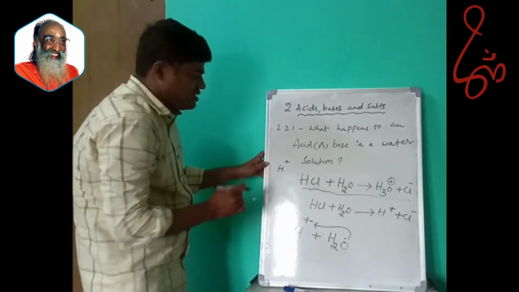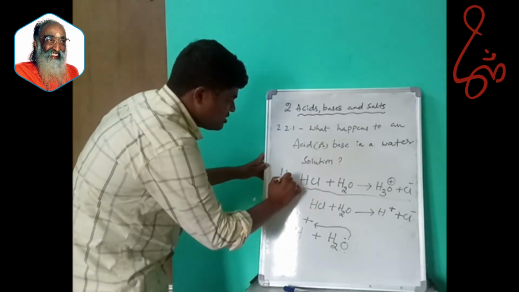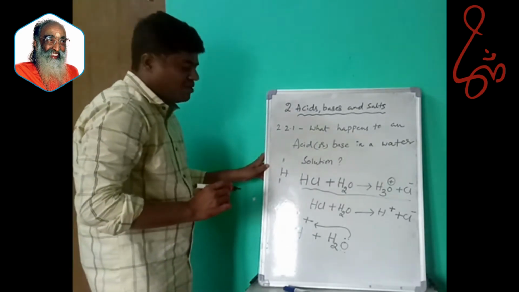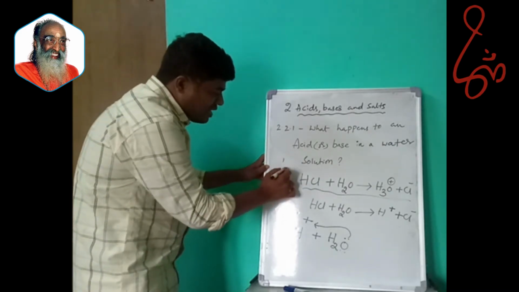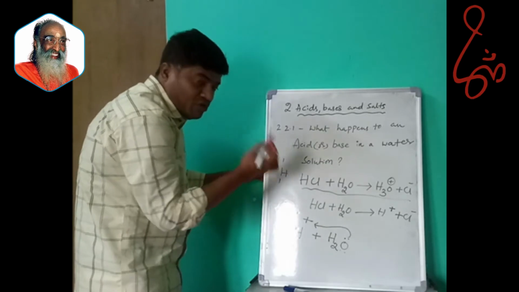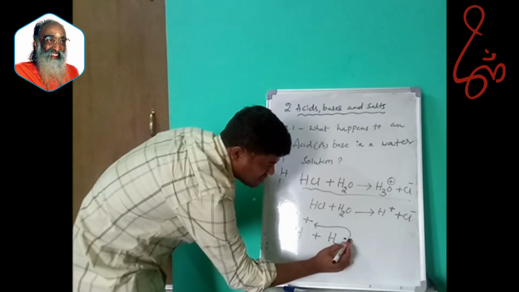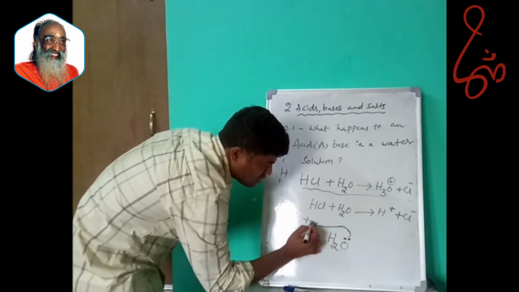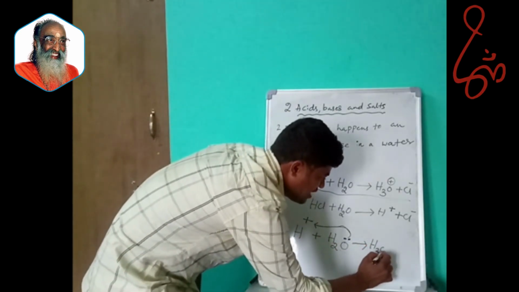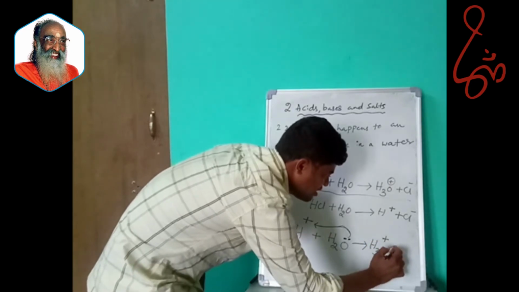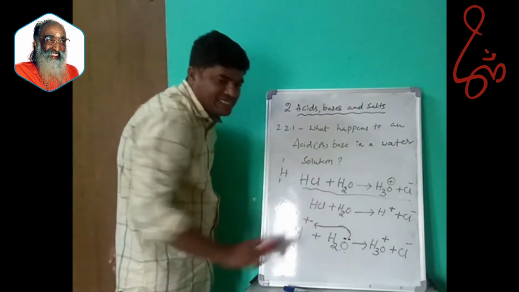H+ is nothing but hydrogen, atomic number 1. It has 1 electron and 1 proton. H+ means 1 electron is removed. Then how can H+ exist as just a proton? It is not possible. For this purpose, the lone pair of electrons on the oxygen atom is donated to H+. Therefore, it is written as H3O+ and Cl-. This is generally what happens when hydrochloric acid is dissolved in water.